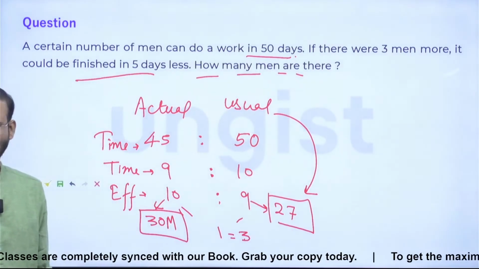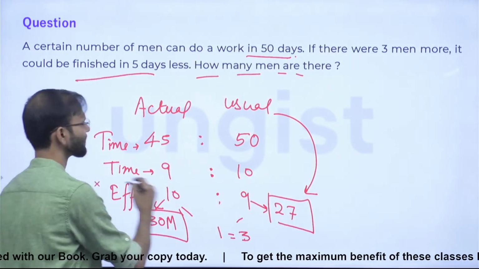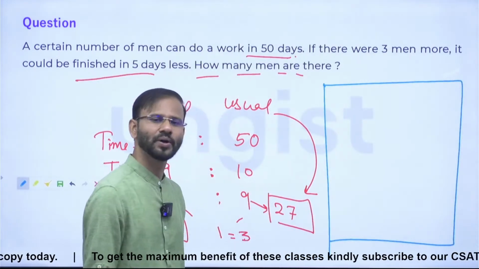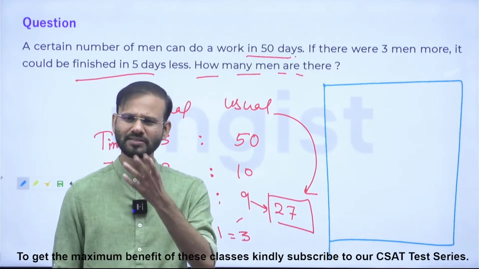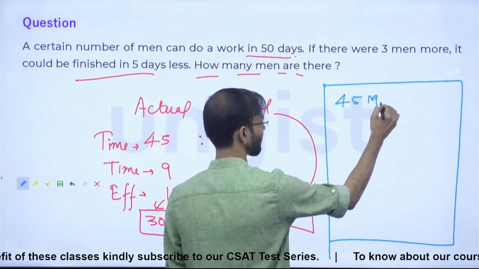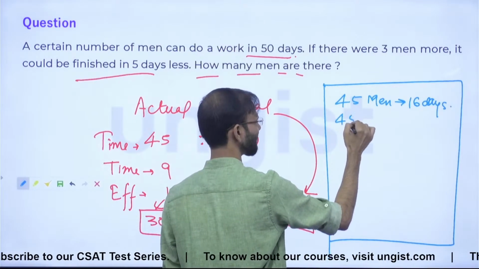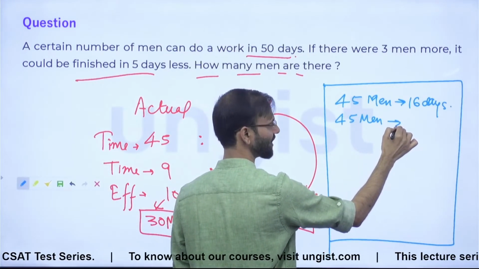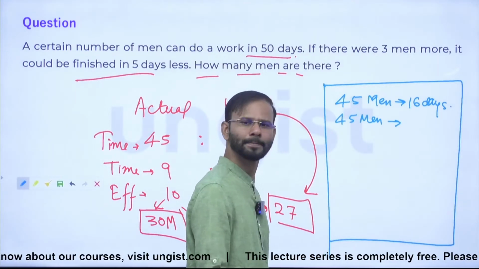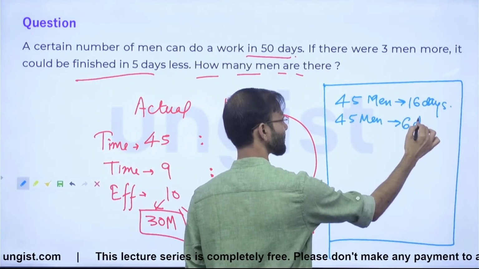Anyways, guys, shall I remove this, or let it stay written? It's a different question, so let's change the pen. Tell me one thing. The question is saying how many workers? 45 men can complete the task in 16 days. 45 men started the work and worked on it for the first 6 days.